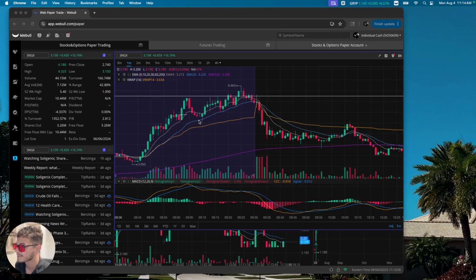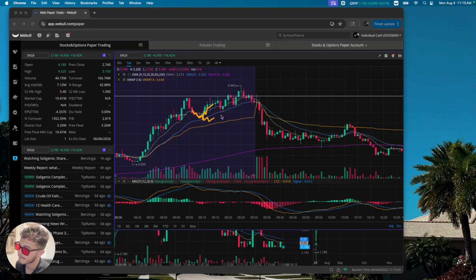The 20 EMA is the same thing, but it's the second tier. So if we break the 9, we test the 20 successfully, you can still watch the stock. If we break the 9, break the 20, move on. Just move on. The VWAP is your equilibrium. Very strong level of support and resistance. Oftentimes when we hit it, we hold.